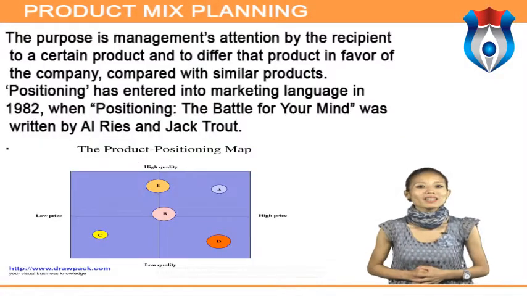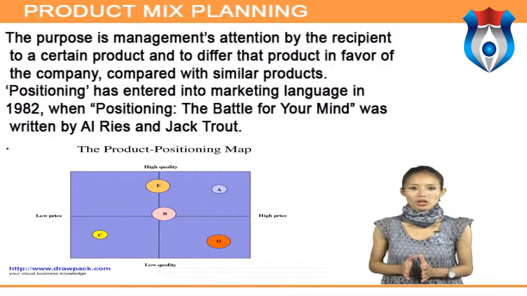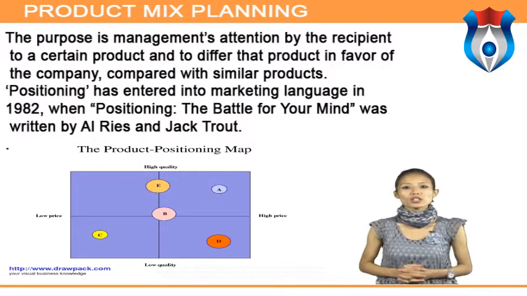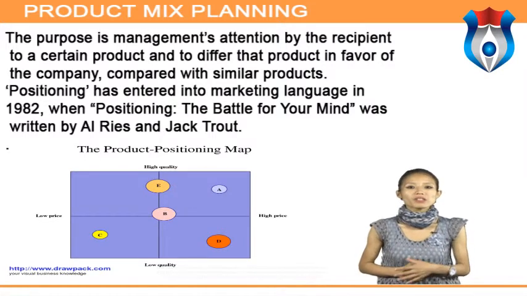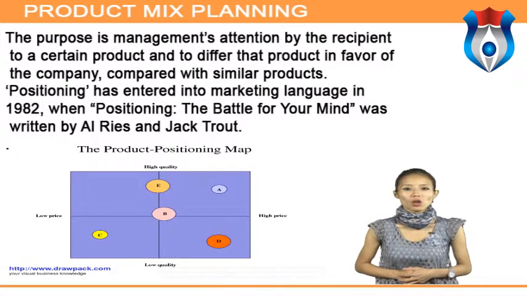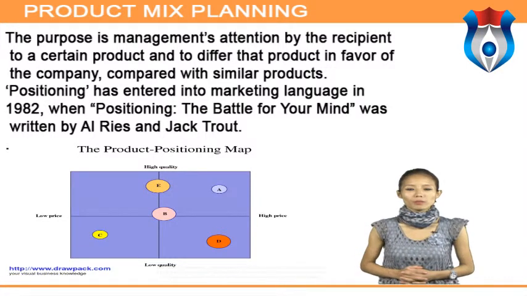The purpose is to draw the recipient's attention to a certain product and to make them prefer that product over similar products. Positioning entered marketing language in 1982 when Positioning: The Battle for Your Mind was written by Al Ries and Jack Trout. In fact, the word was used previously for a product's place in the shop. However, they brought a new understanding of the term.